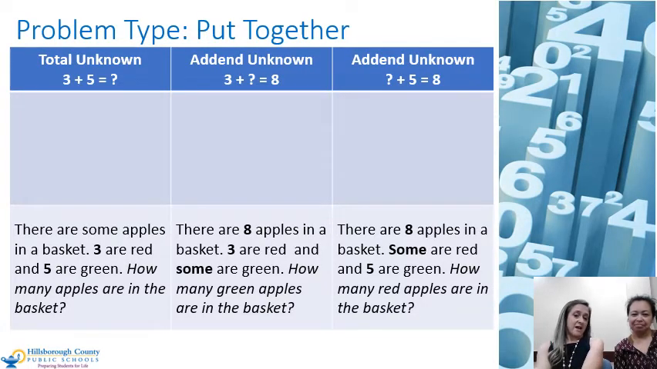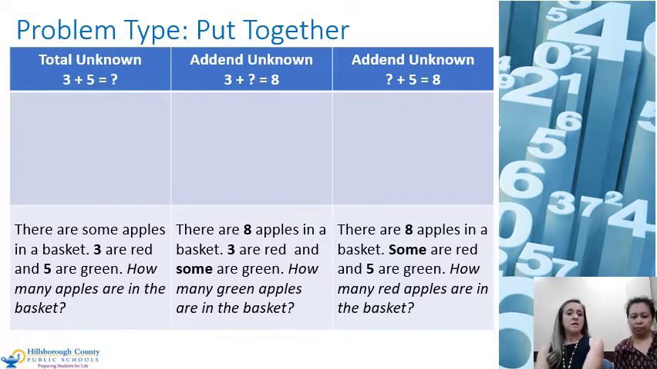Finally, we're going to look at a put together problem type. And the difference between put together and add to is the add to problem type, if you remember, there was an action. The apples were falling from the tree and then they were on the ground. In this case, there's not necessarily an action. So there are some apples and they're in a basket. They're just there.